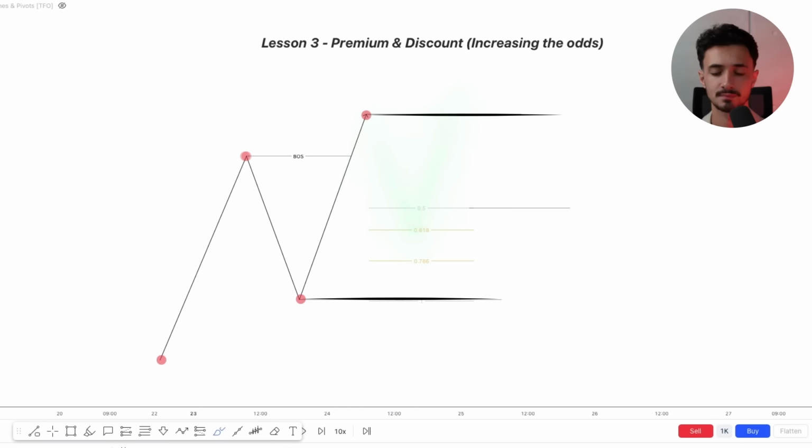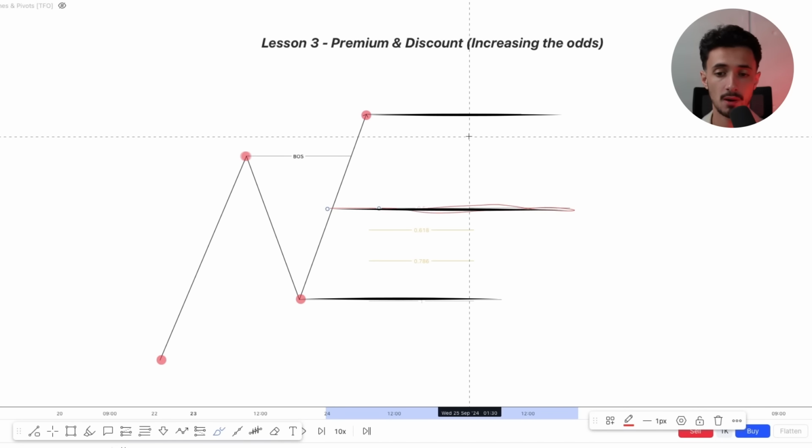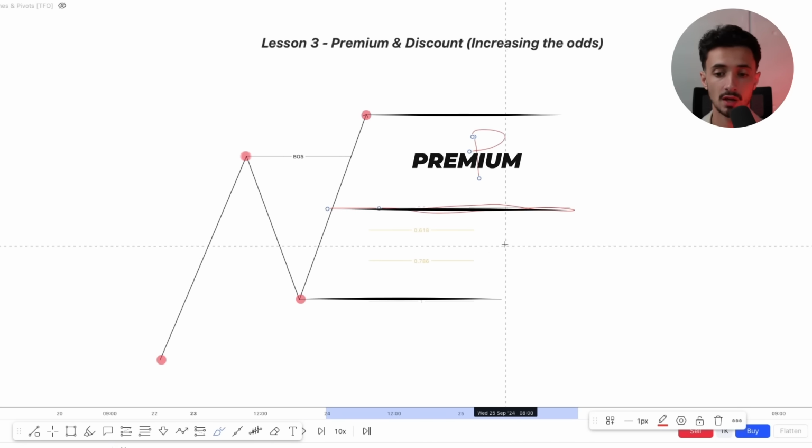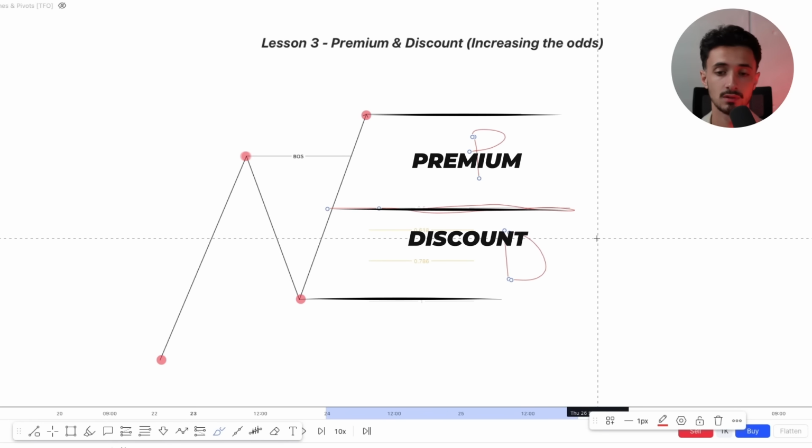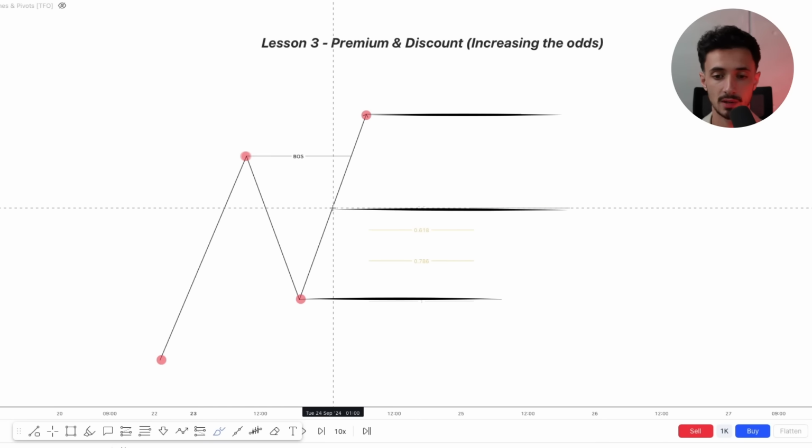So what we have then is in a bullish scenario, you just split the price leg in half. On the top half, you have premium. On the bottom half, you have discount, right? It's actually a very simple concept. If you think about it, this market is just people buying and selling. So let's ask the question.